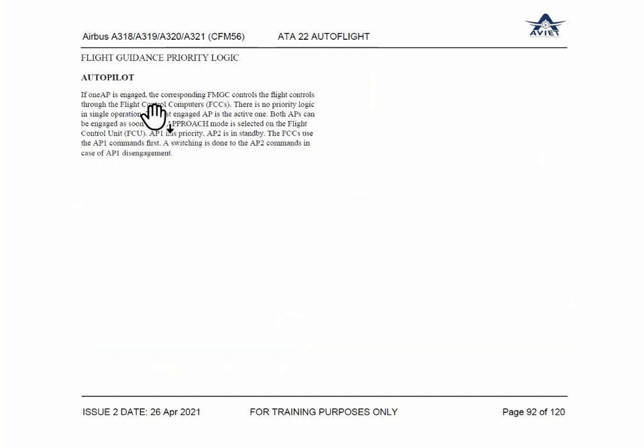Same is with autopilot. If one autopilot is engaged, the corresponding FMGC controls the flight controls through the flight control computers. It means the master FMGC will give the autopilot command, and autopilot commands are going to the flight control computer. There is no priority logic in single operation. Single operation means single FMGC operation. The last engaged autopilot is active.